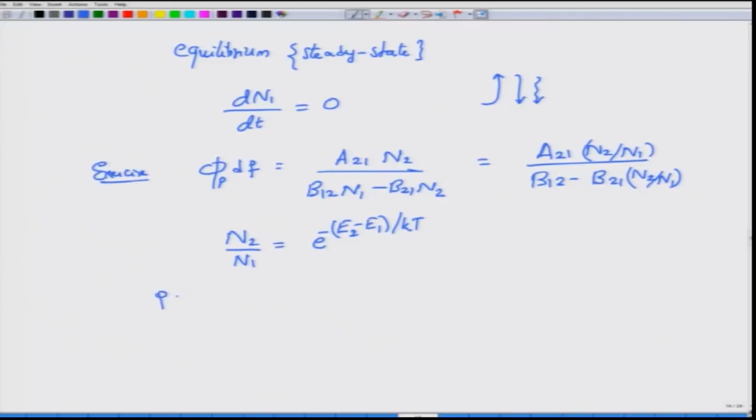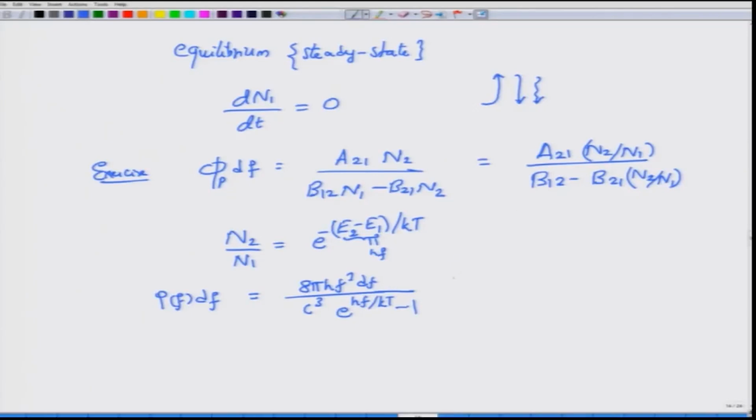So, that energy density was rho f df, and this was given by 8 pi hf cube df divided by c cube e to the power hf by kt minus 1. Of course, E2 minus E1 is equal to hf, so I can actually go and write that one in that form, and then equate this expression to the phi of x expression that we have written.